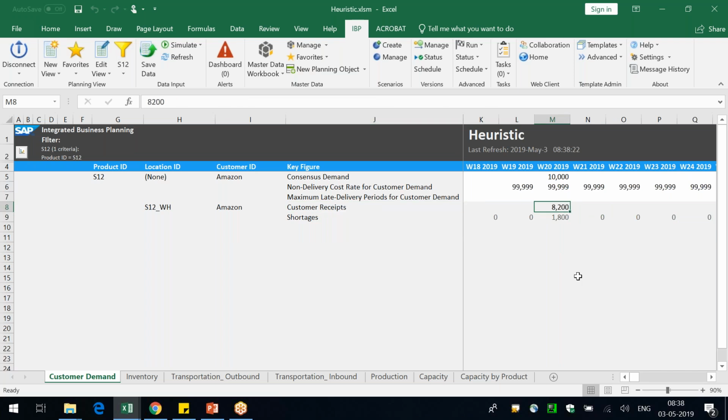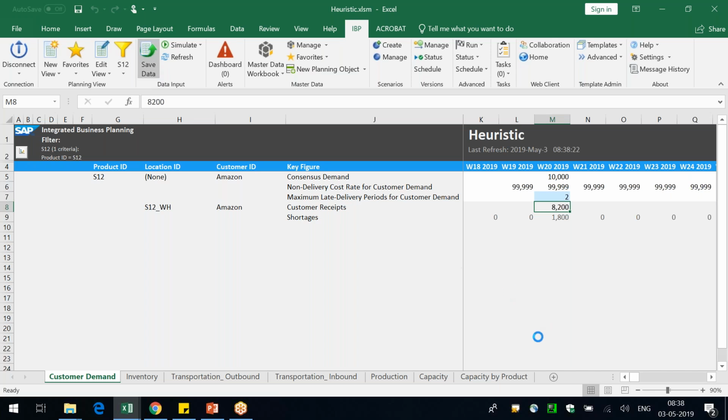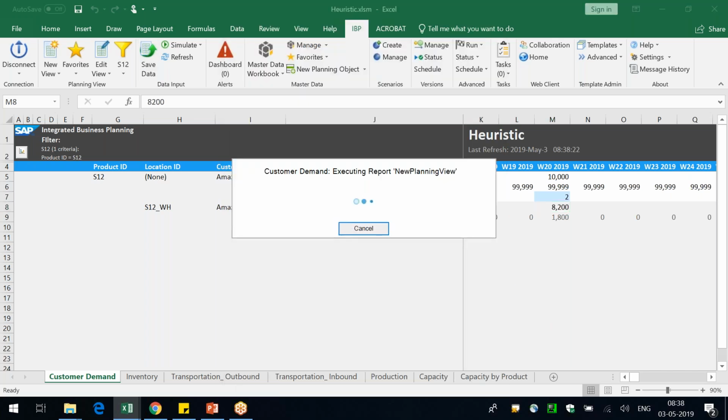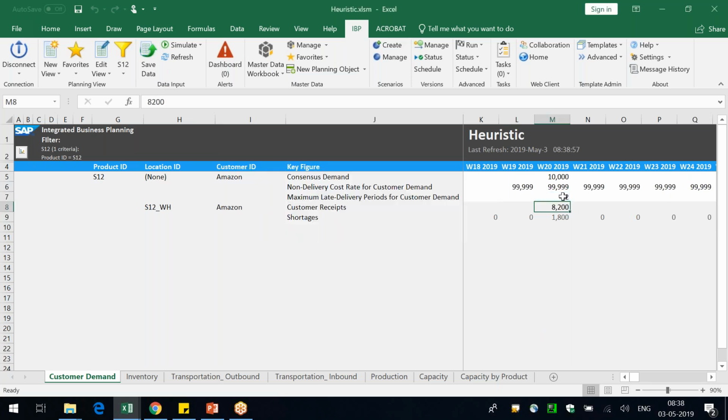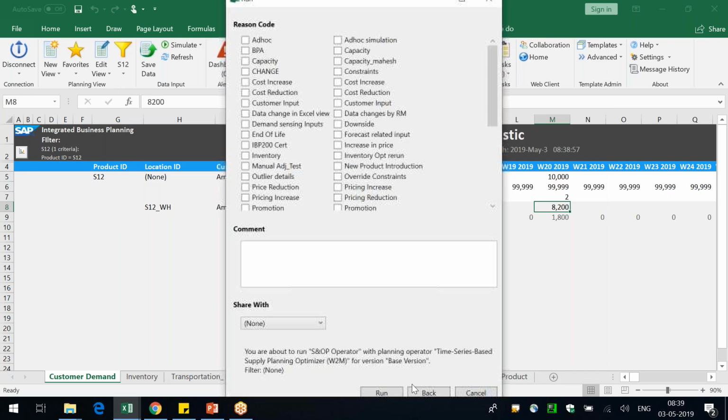Now with the optimizer we can say that I can take the late delivery. So if you can give me in the next 2 weeks also, that is fine with me. I mean you can meet my demand. If that is the case, I'll come here into this key figure called maximum late delivery periods for customer demand. On this time bucket I'll say that I can take a late delivery for 2 periods. Now see what happens.